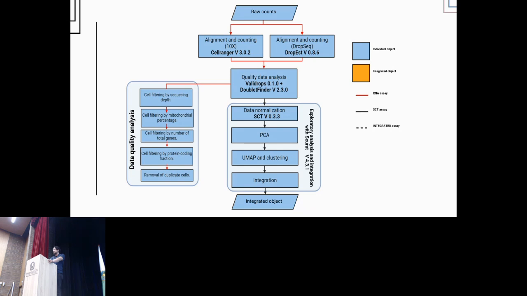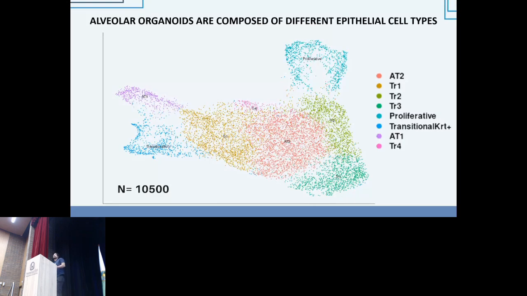Following the integration, we can apply linear and nonlinear projection methods such as PCA and UMAP, and, for example, obtain this type of two-dimensional graph representations.